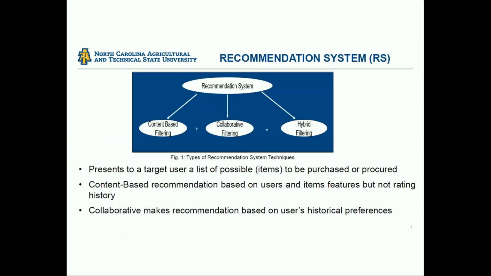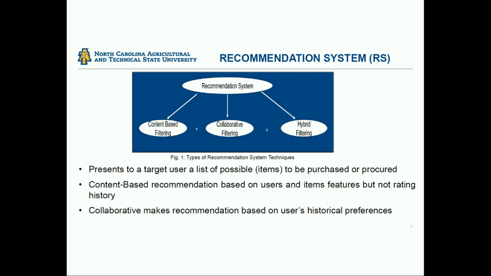So let me start with the general introduction to the recommendation system. As we all know, the algorithms of the recommendation systems present to a target a list of possible items to be purchased. It could be books, it could be recommending hotels, it could be recommending movies. So these algorithms of recommendation system do that.